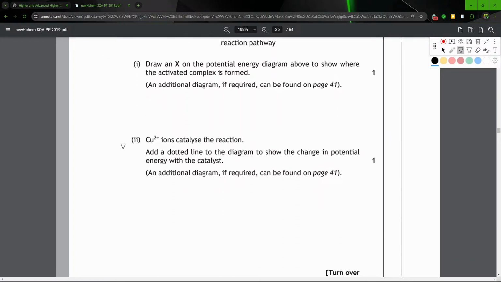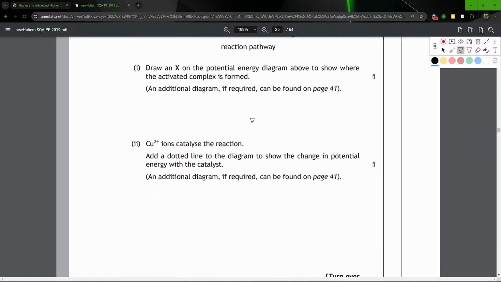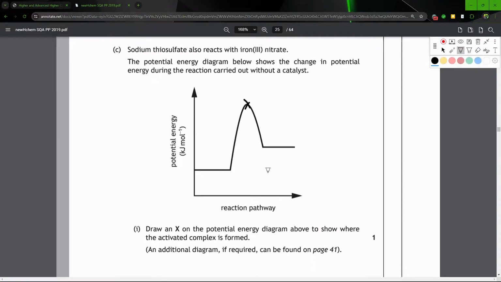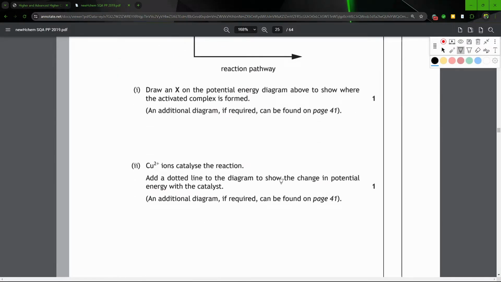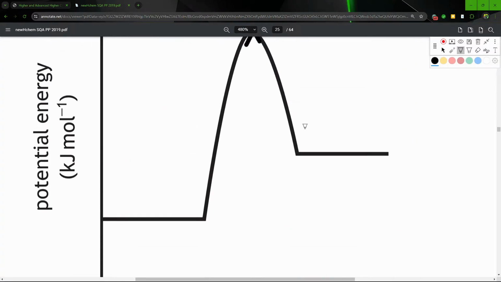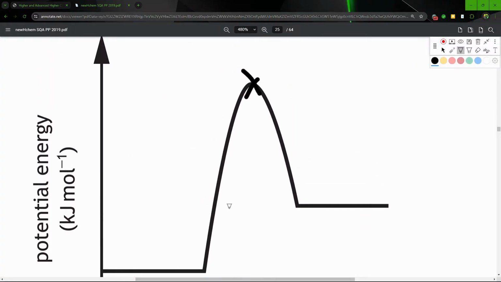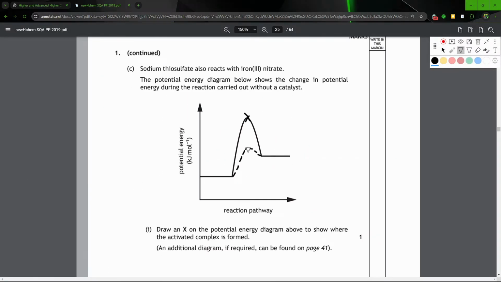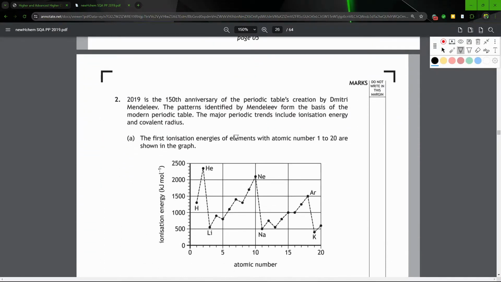I'll stop blabbering on, but copper 2 ions catalyze the reaction. Add the dotted line to the diagram to show the change in potential energy with the catalyst. So remember, the reaction will be the same. So it would still be from these 2 points, but the dotted line would be a different reaction pathway at a lower activation energy. So if there's low activation energy, the peak would be lower. Let's make it way lower to make it obvious. But it will still follow the general same shape. It would just take a bit less energy. And there we go. Move on to 2.